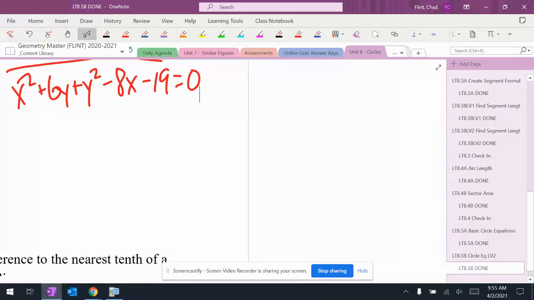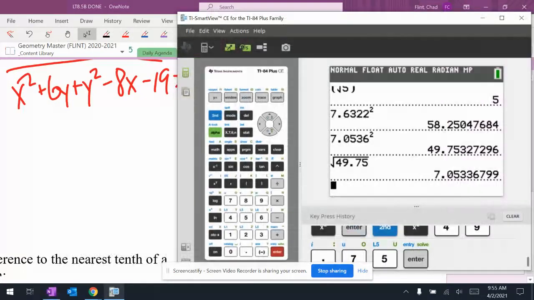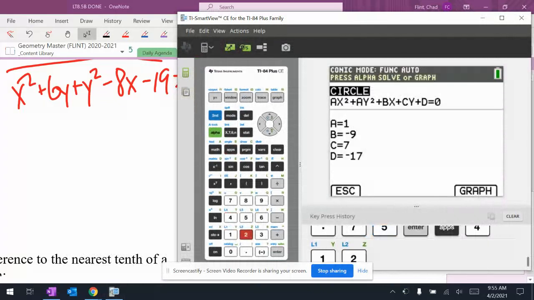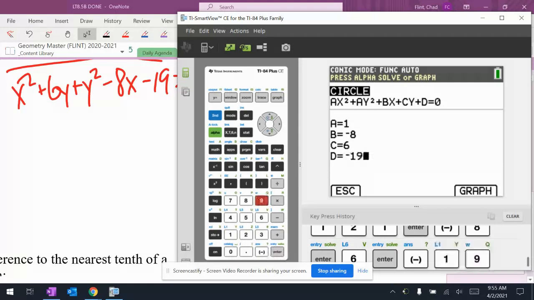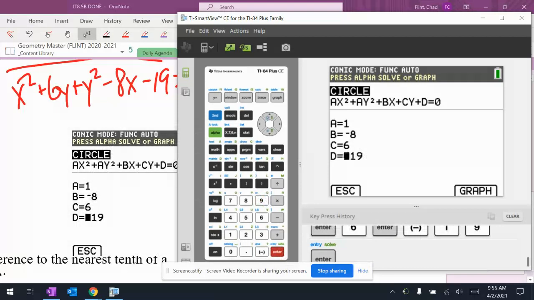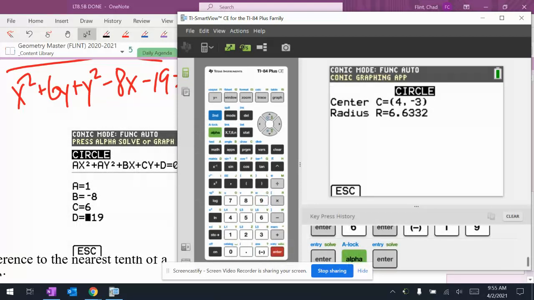First of all, take a look at that. It's out of order. So when you go to the calculator and hit apps, then 4 for conics, 1 for circle, and 2, when you're putting your things in here, you've got to pay attention. So a, x squared and y squared, that's a 1. The b is in front of the x, that's negative 8. The x term comes fourth, but it doesn't matter. We have to read. The y term is 6, and the d term is negative 19. So there is what I end up with right there. I'm going to drag and drop that again, and then hit alpha, enter, to see what it gives me.